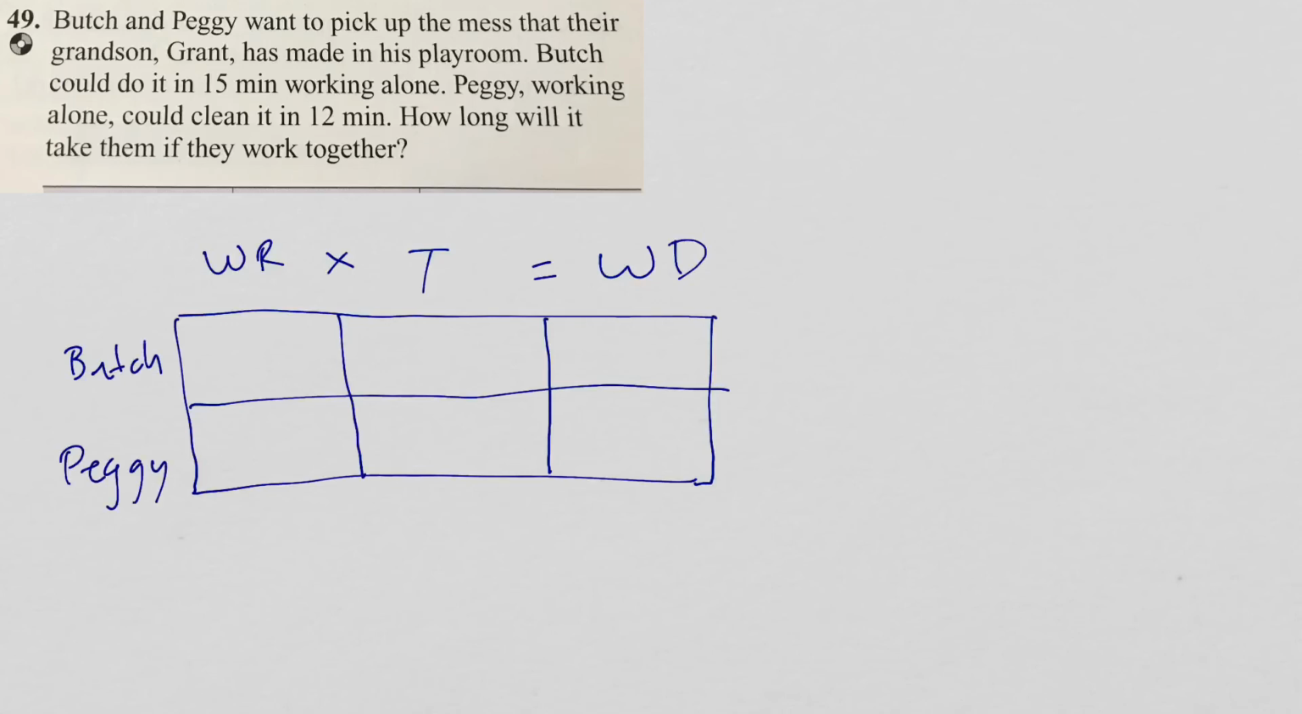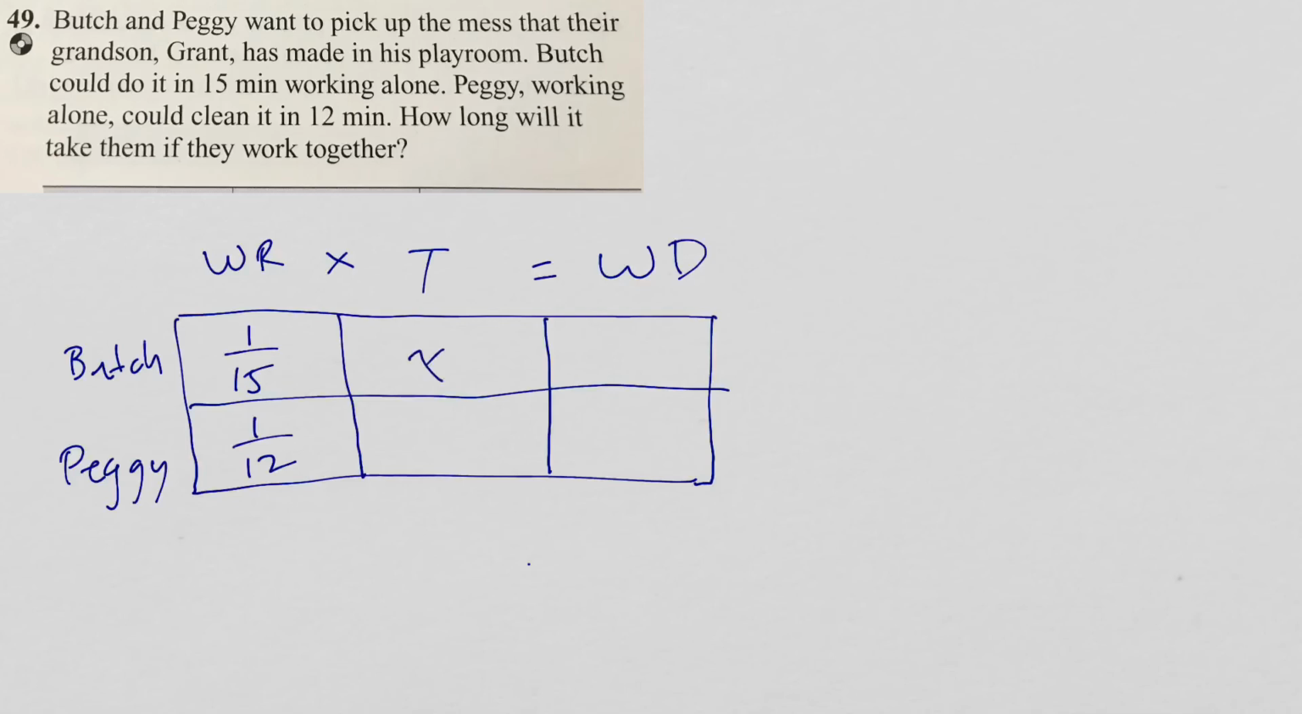Okay, now it says that Butch can do the job in 15 minutes working alone. So if Butch can complete the entire job in 15 minutes, in 1 hour, he can do 1/15 of the job. So that means his work rate is 1/15 job per hour. It says Peggy working alone could do it in 12 minutes. So in 1 minute, she could do 1/12 of the job. So her work rate is 1/12 of a job per minute. It says, how long will it take them if they work together?